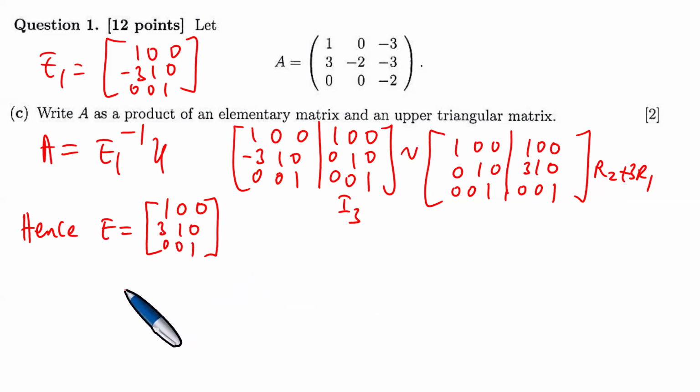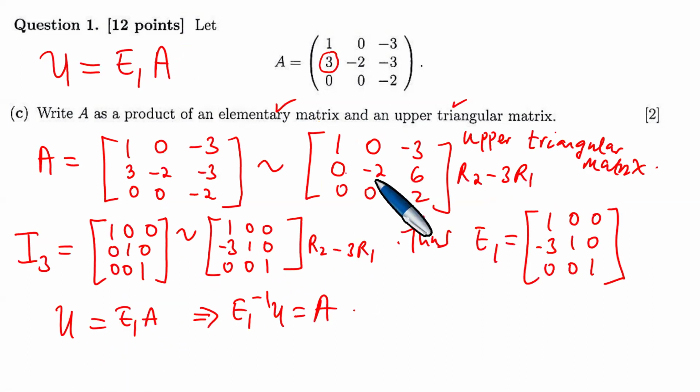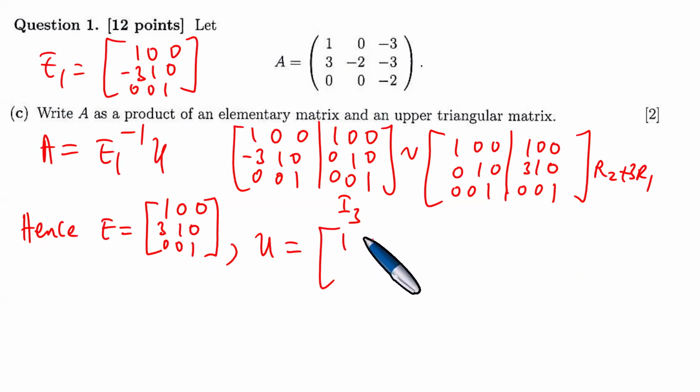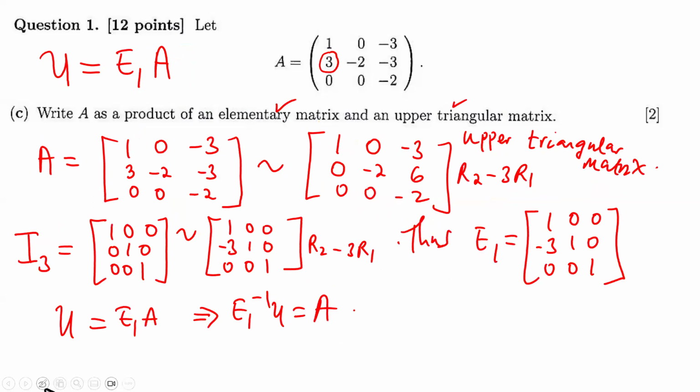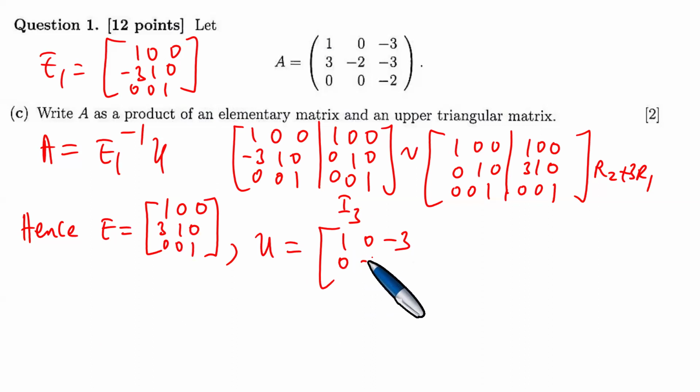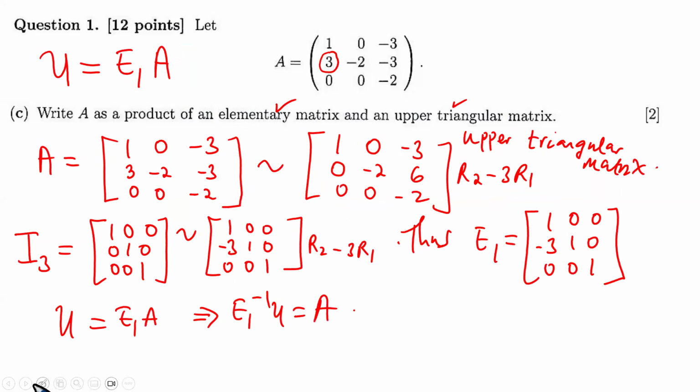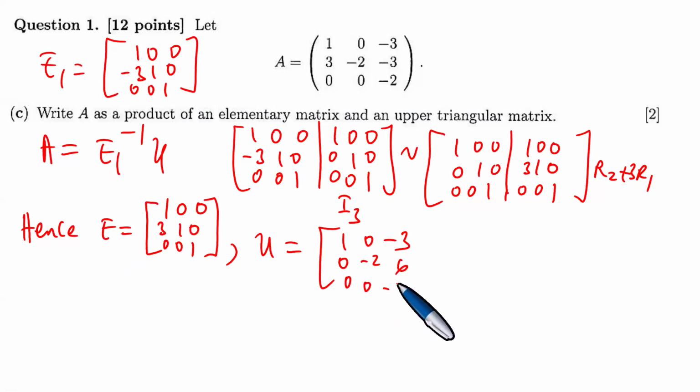So this is the elementary matrix they want, and we have the upper triangular matrix we've already got. The upper triangular matrix is this one here: 1, 0, minus 3; then 0, minus 2, 6; and then 0, 0, minus 2.